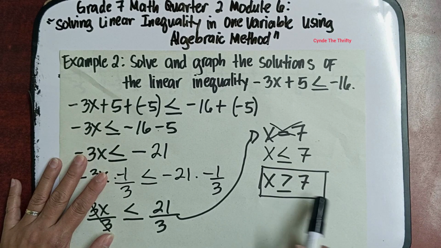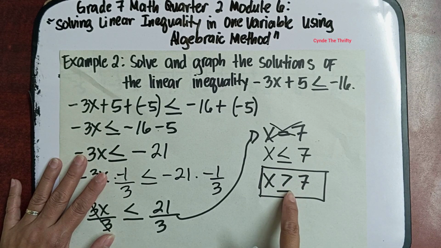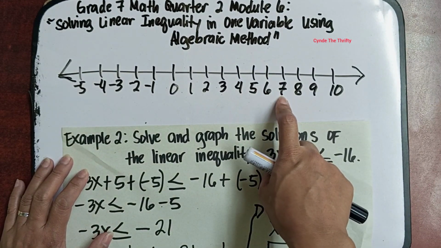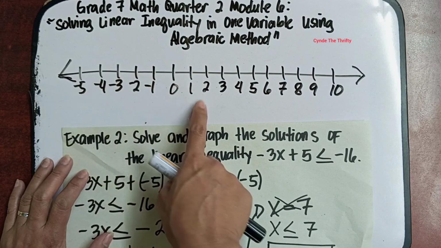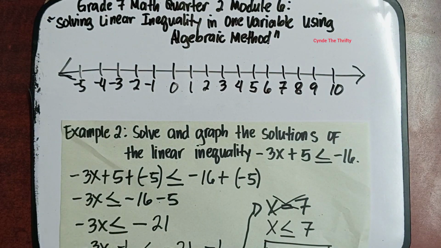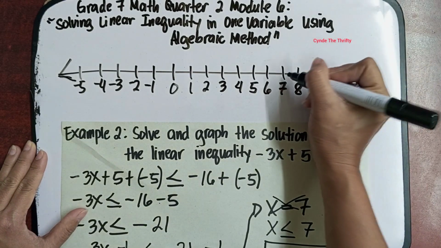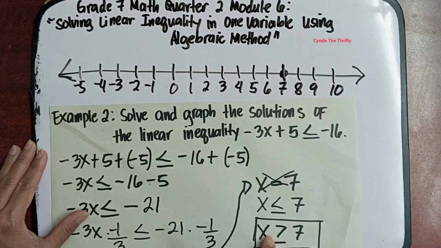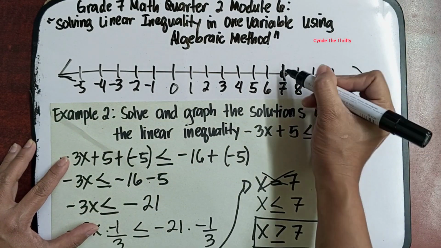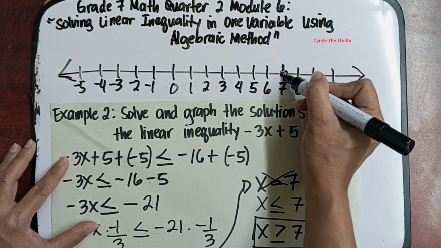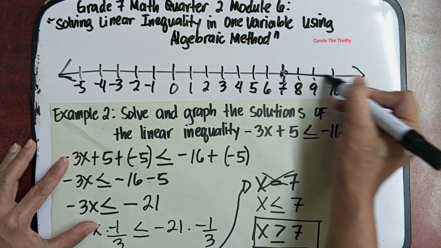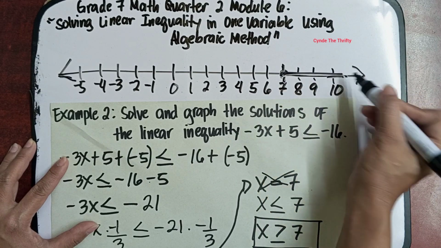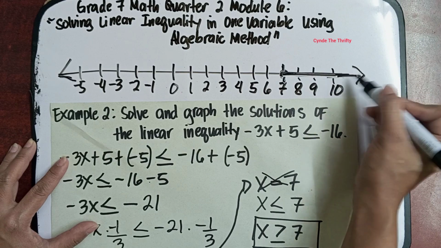When we graph our answer x is greater than or equal to 7, what happens is, here is our positive 7. Here are our negative integers and here are the positive integers. So here we are at positive 7. Okay, since it is greater than or equal to, we start at positive 7 and all the integers greater than positive 7 are included in our solution. So, greater than or equal to. So, here is our solution.